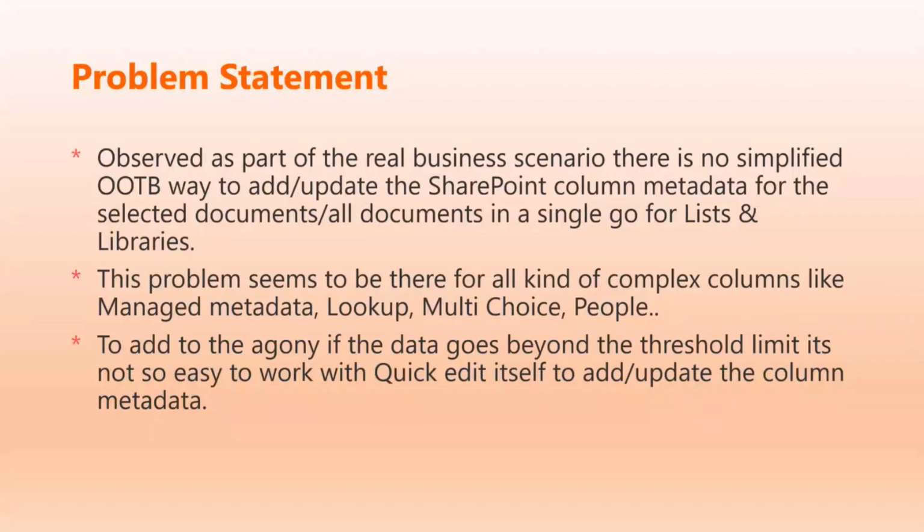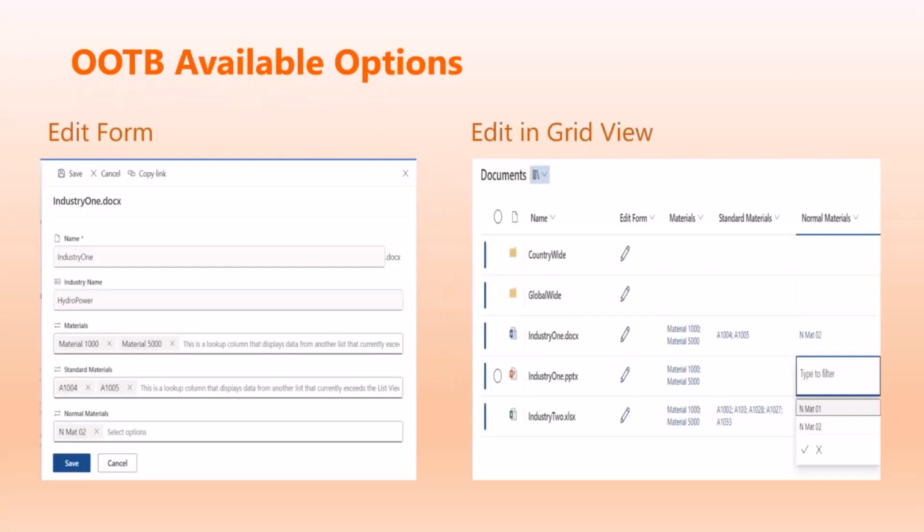So yeah, that's from where the problem comes. And let's see what are the out-of-the-box available options. Mostly all the native users use the out-of-the-box edit forms to plug in all the information. If you see, there are materials, there are standard materials. In this case, I'm basically using this hypothetical scenario of industries mapping their materials.